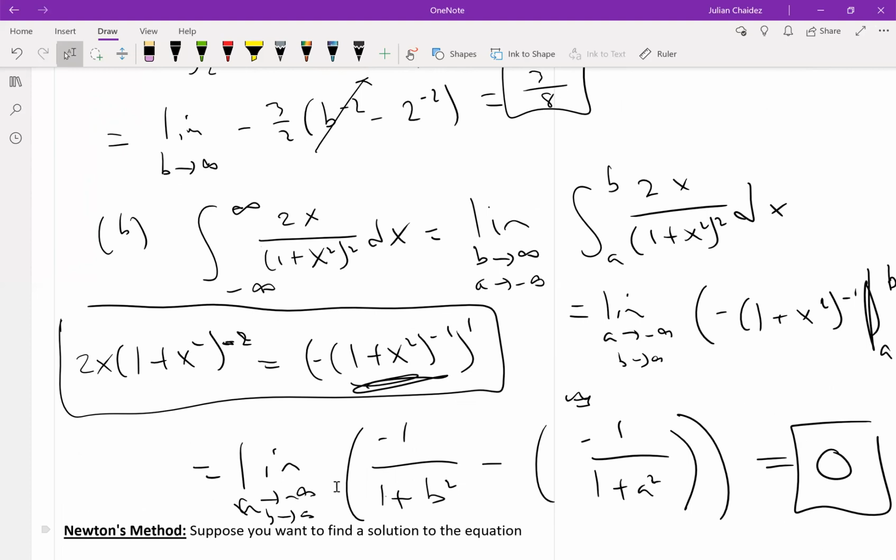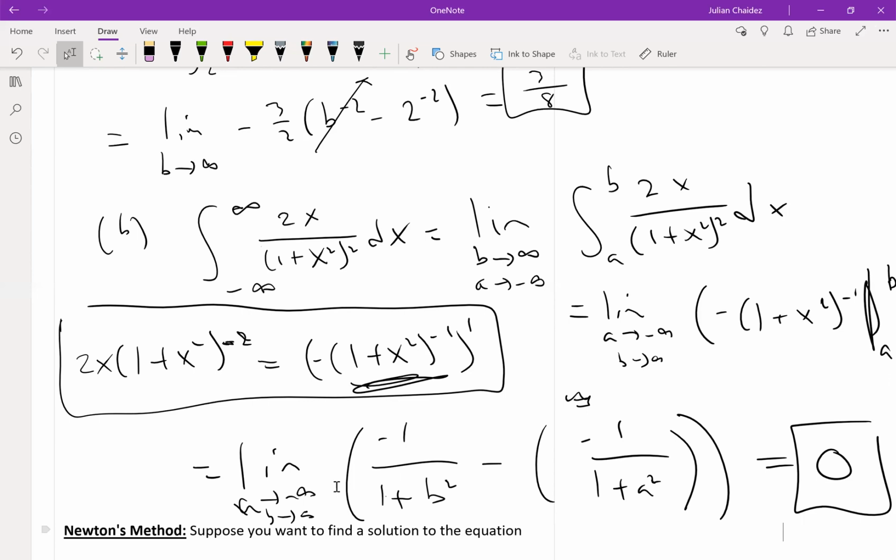You just jumped from the integral from negative infinity to infinity is just 0? No, I took the integral of 2x over 1 plus x squared, and that whole thing squared, but I didn't write limit b goes to infinity, a goes to negative infinity. I don't know how it is in math terms, but I wrote negative 1 plus x squared to the negative 1, and then I just take b is infinity and negative a is negative infinity, but I didn't write the limit.